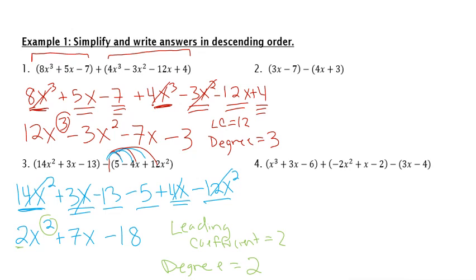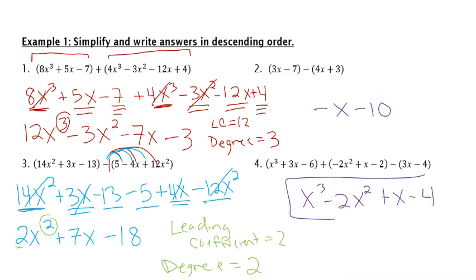For the remaining two problems, they're the same thing, but I'm going to write the answer so you could see, if you try them, if you get the correct answer. Number 2 should be negative x minus 10. And for number 4, you should have x cubed minus 2x squared plus x minus 4. So those would be your answers for 2 and 4, if you'd like to try those out and make sure you're getting the correct answer.